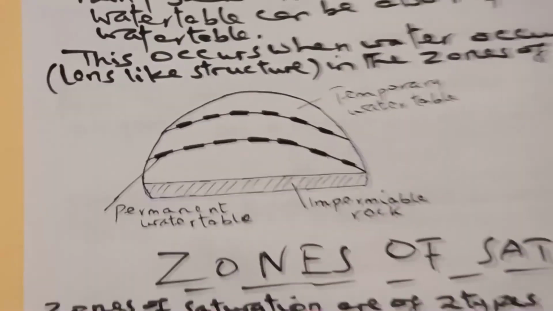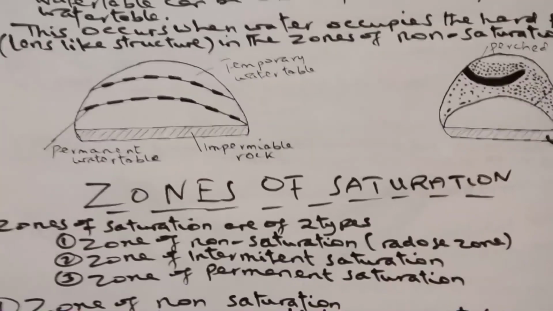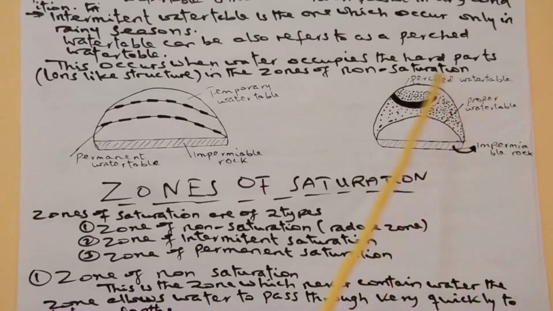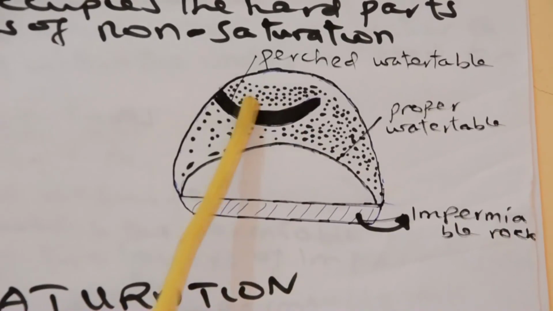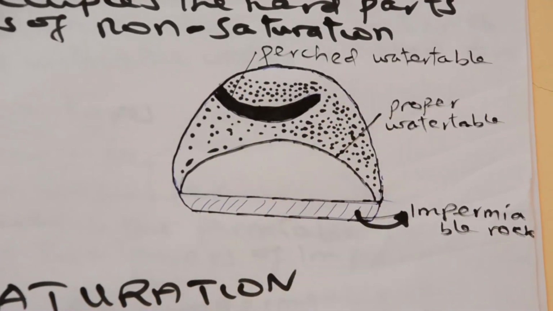Apart from that, there is a perched water table, just shown like this structure. There is another structure here, a lens structure. This is a perched water table. But the other layer is called the proper water table. And here there is another layer called the impermeable rock, which does not allow more penetration.